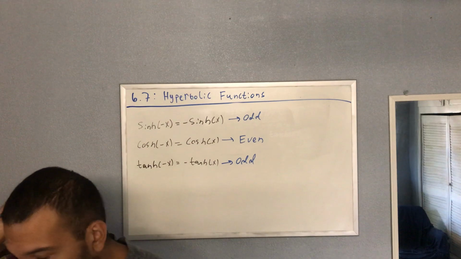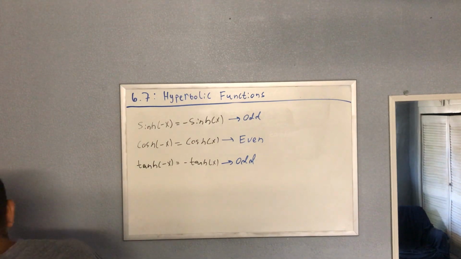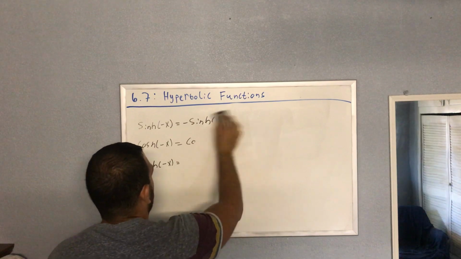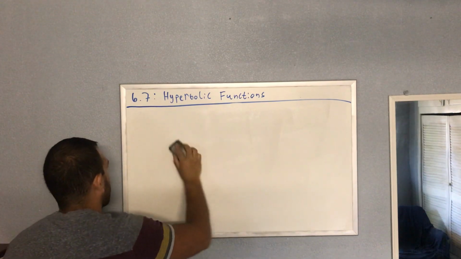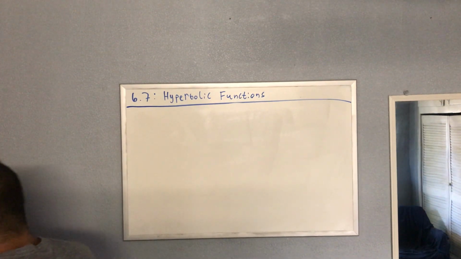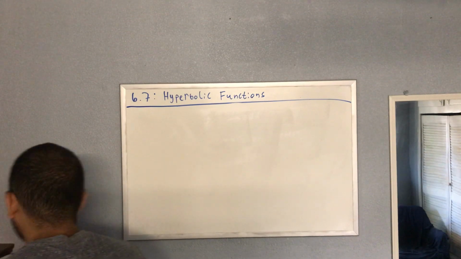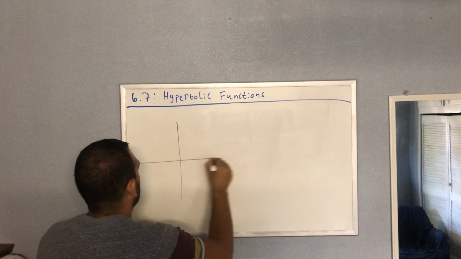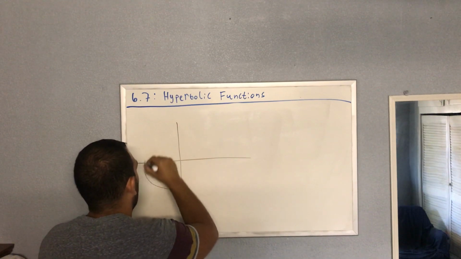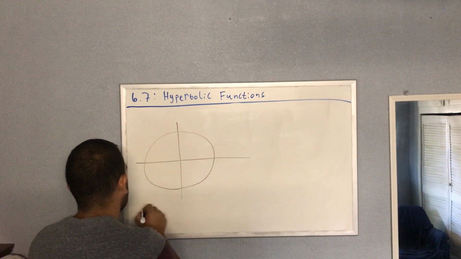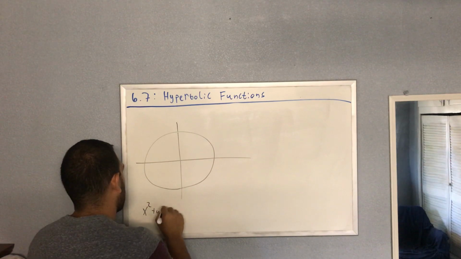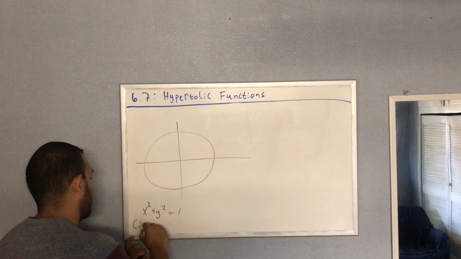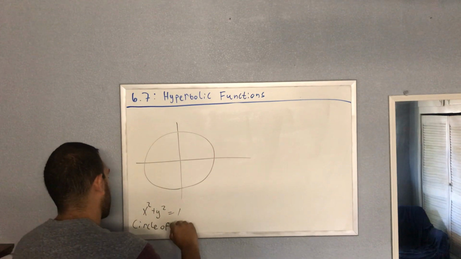Okay. And then another really cool parallel is this one. It actually makes a lot of sense if we think about it first in terms of the circle. So remember, the sine and cosine were defined on the unit circle. What was the unit circle? It was a circle with this equation, aka a circle of radius 1.